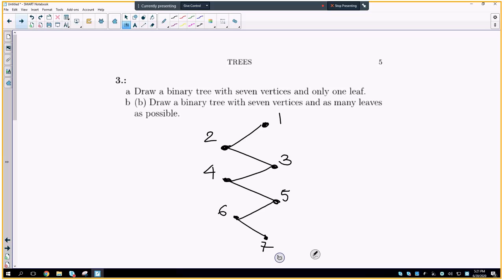So the vertices of this binary tree are 1, 2, 3, 4, 5, 6, and 7. Remember, the only leaf is 7. So I have now found a binary tree with 7 vertices and only one leaf.